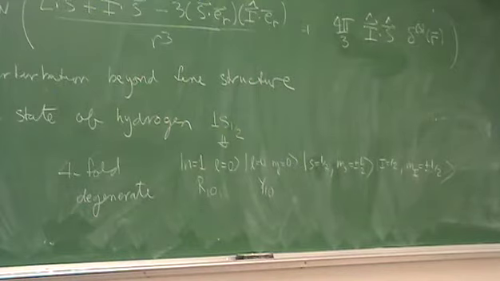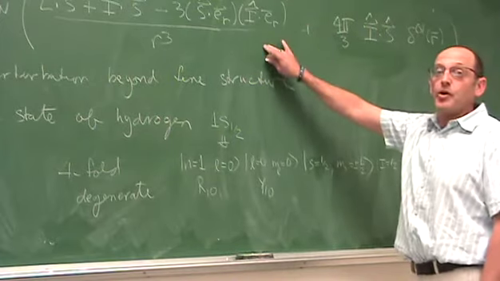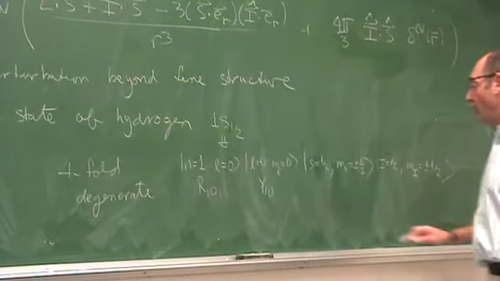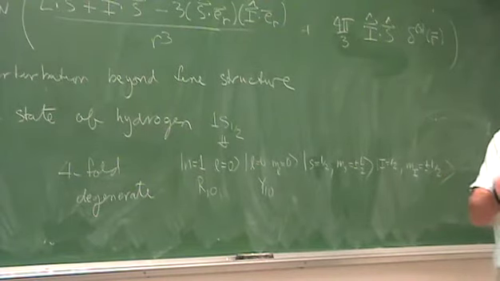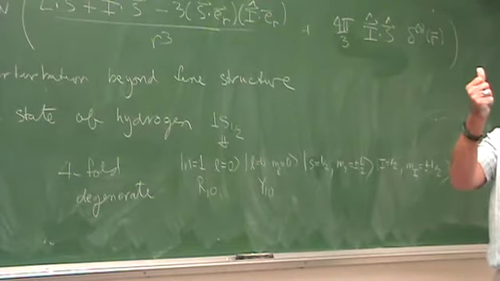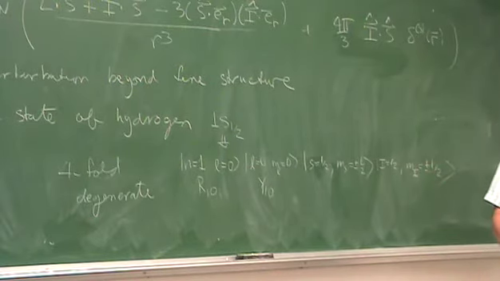So we have to do degenerate perturbation theory once again. And we need to diagonalize our perturbation in the four-dimensional subspace associated with electron up, electron down, nuclear up, nuclear down, all the four combinations. Okay?